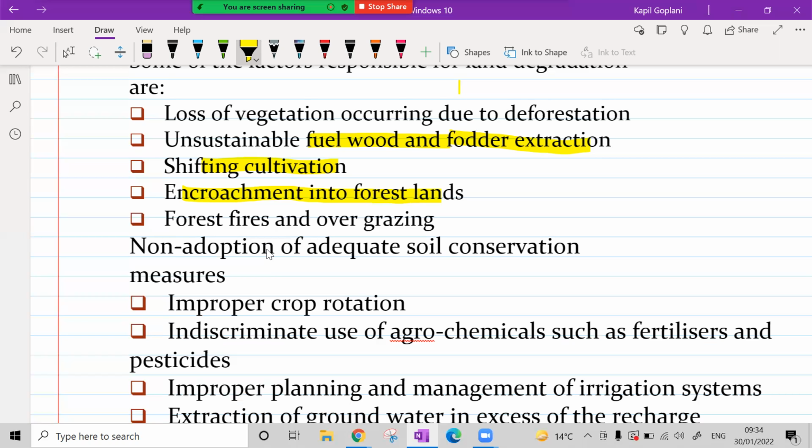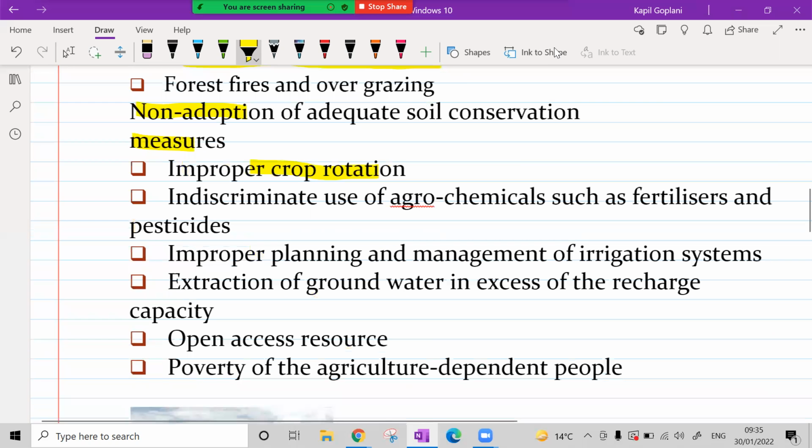Then the land degradation is also because of non-adoption of adequate soil conservation measures. We are not adopting proper soil measures. Soil erosion is there. Improper crop rotation: mostly, proper crop rotation is not maintained. This will affect the soil quality, and that will lead to land degradation. Next is indiscriminate use of agrochemicals. As I told you, we are utilizing fertilizers and pesticides. This has affected the land quality.